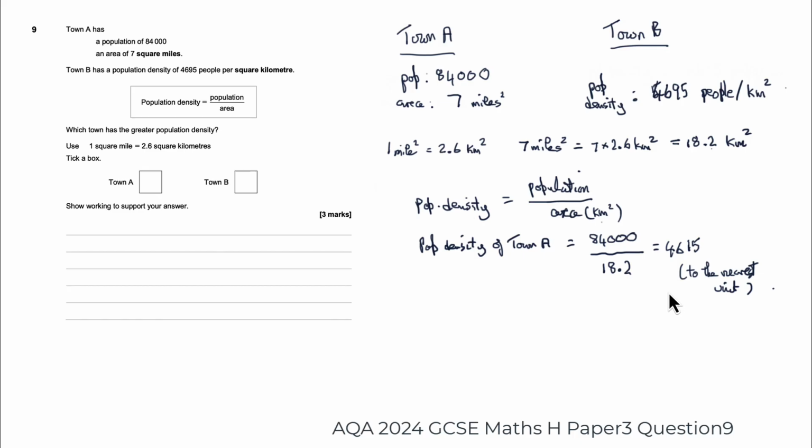So, which town has the greatest population density? So we've got a density of 4,695 for town B, 4,615 for town A. Town B has the greater density. Since 4,695 is greater than 4,615. So it's town B, and that calculation is the justification for the answer that we've given.